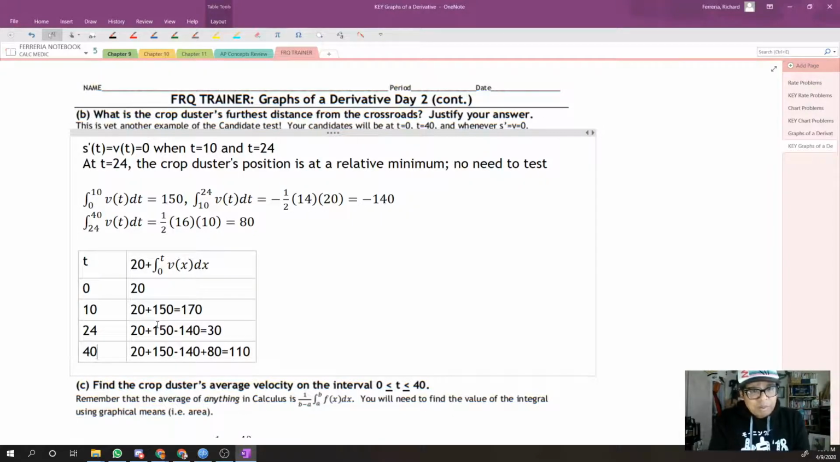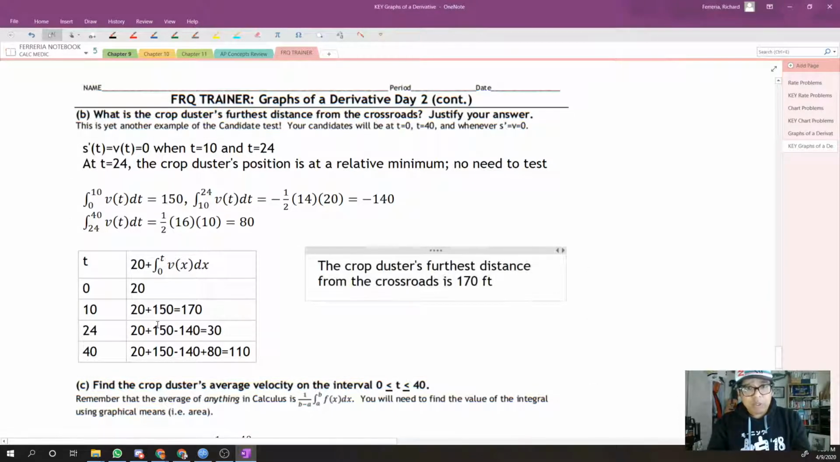Can you see which of those is maximum? Yeah, I think you can. That's at t equals 10. We've got a maximum distance of 170. This chart will also tell us that at t equals 0, we have our minimum distance from the crossroads, which is t equals 20. So it's time for us to summarize.